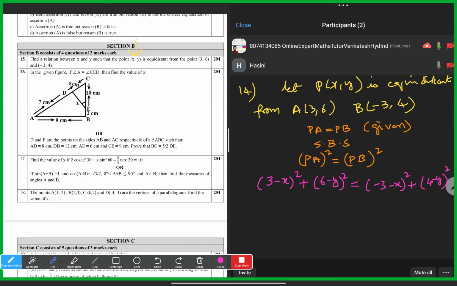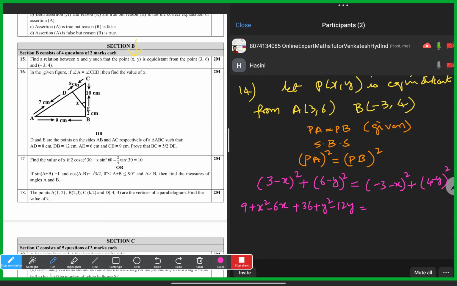Now 3 minus x whole square, Hasni. We are using a minus b whole square, which means a square plus b square minus 2ab. So a square means 3 square, 9, plus x square, minus 2ab means minus 2 times 3 is 6x. Now plus 6 square, 36, plus y square minus 12y. Any doubt? No, sir. We just applied a square plus b square minus 2ab.